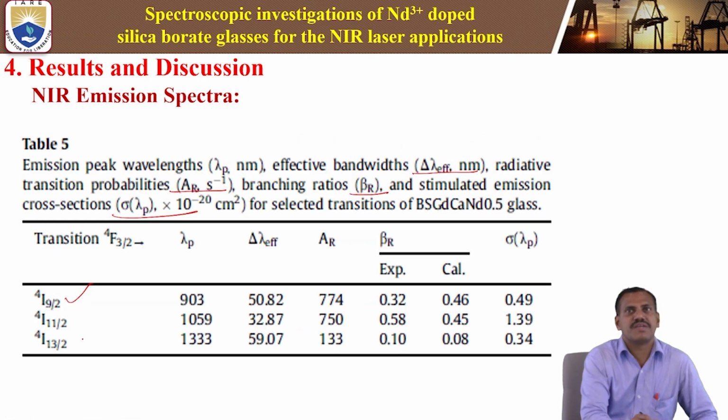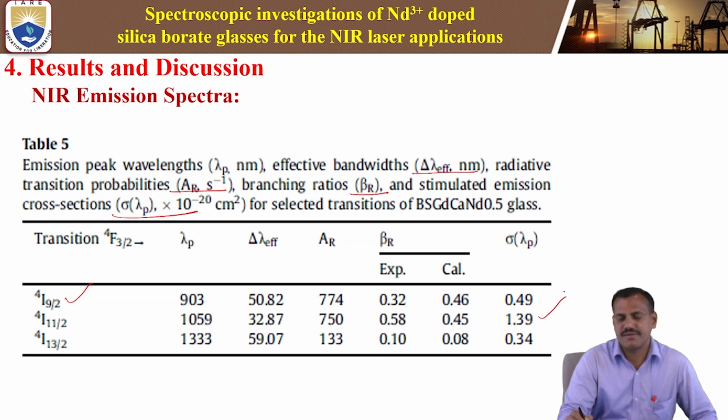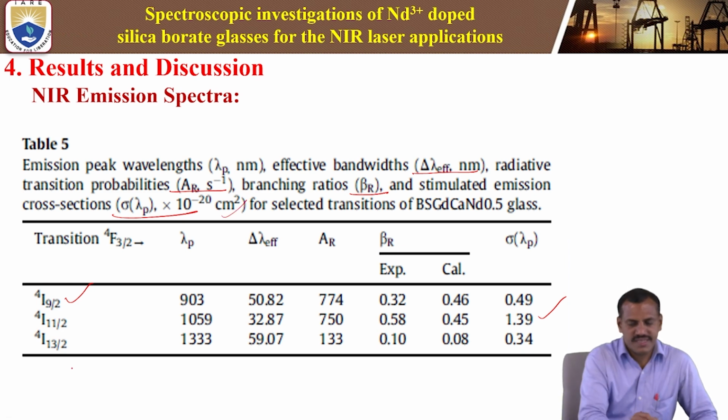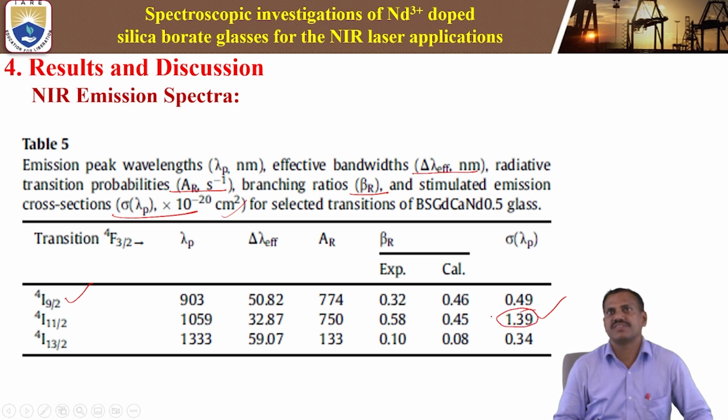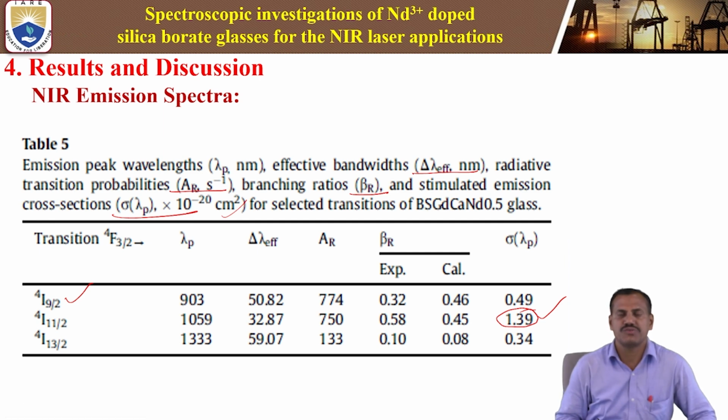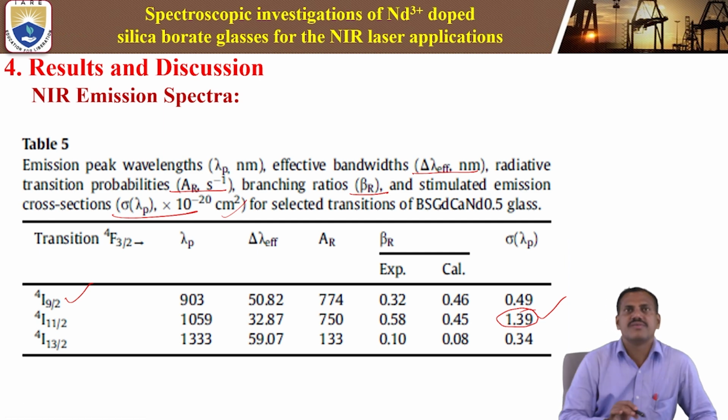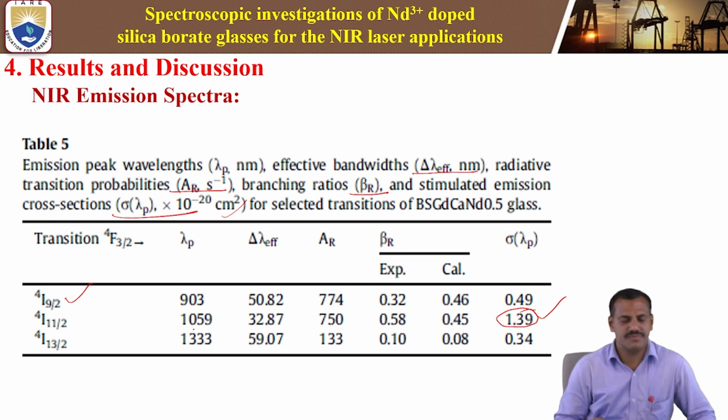Next, for the 4F3/2 to 4I11/2 transition, we are observing 1.39 × 10⁻²⁰ cm² of stimulated emission cross section, and for the 4I13/2 transition 0.3. Among the three transitions, the maximum stimulated emission cross section value is 1.39 × 10⁻²⁰ cm². That is why the emission wavelength of 1059 nanometers is highly useful and suitable for laser applications.